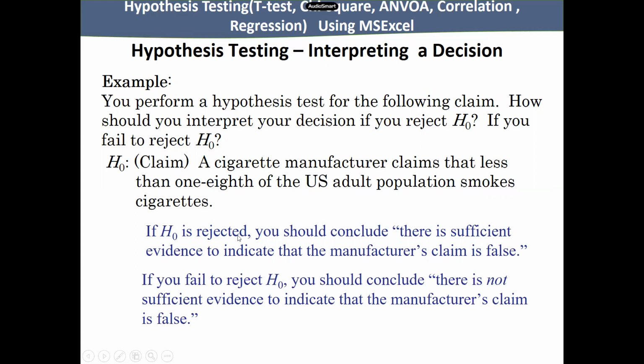We say you should conclude there is sufficient evidence to indicate that the manufacturer's claim is false. Look at here: sufficient what? Evidence. They were not conclusive.